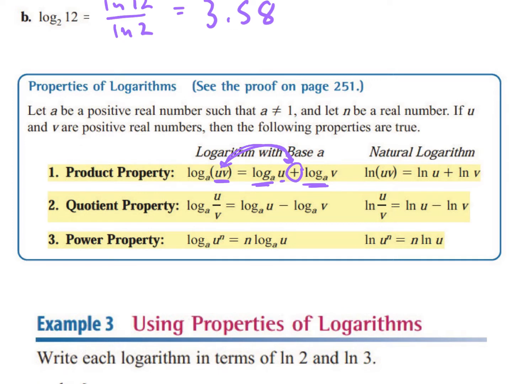Similarly, division goes with subtraction. So if we had the log base A of u divided by v, this would be log base A of u minus log base A of v when we're expanding. So we can expand it into two logs by using subtraction. So subtraction goes with division. The one on top goes first, so the order does matter. The one on top goes first, the one on the bottom goes behind the minus.